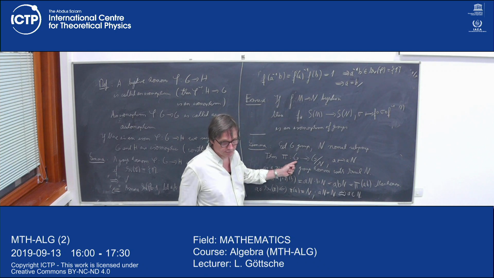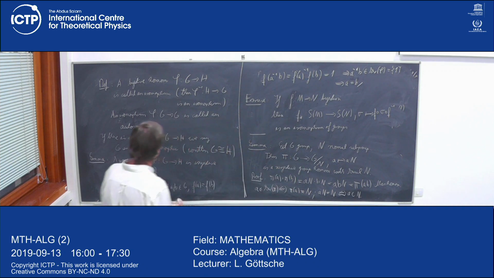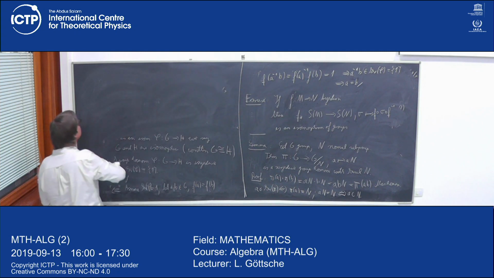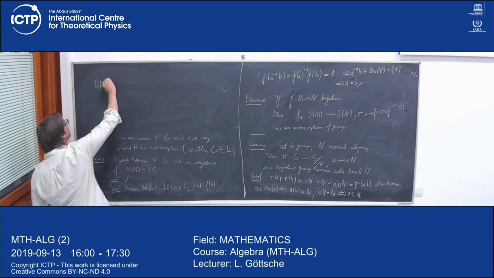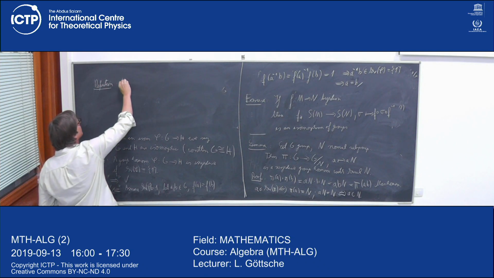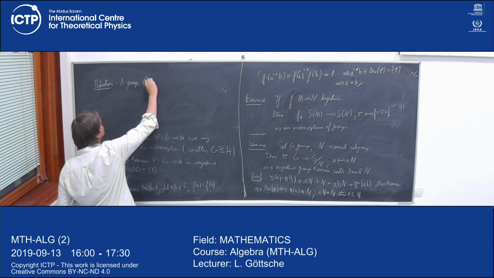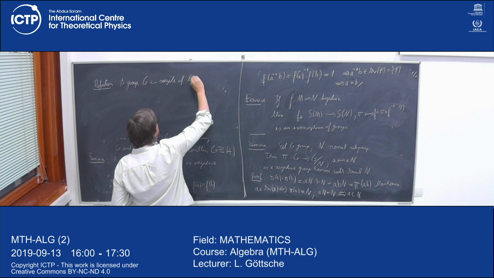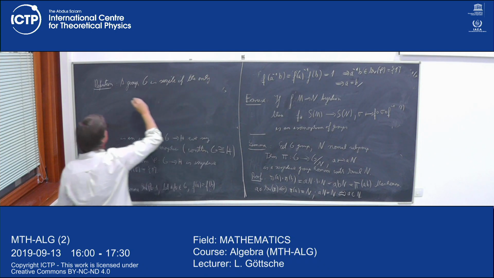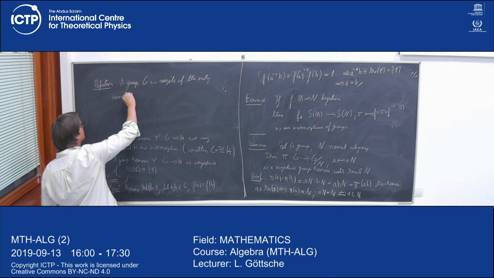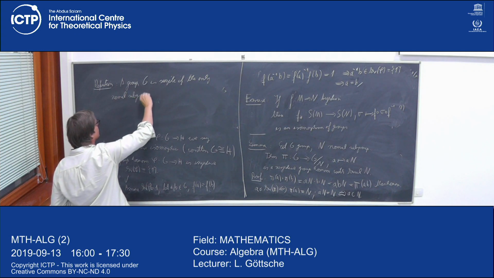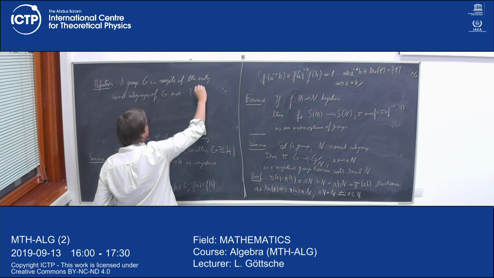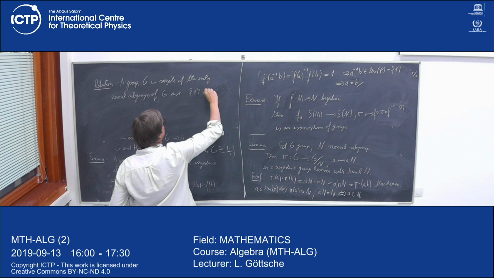You cannot make it simpler in this way when G contains no normal subgroup. A group like that is called simple. A group G is simple if the only normal subgroups of G are 1 and G.